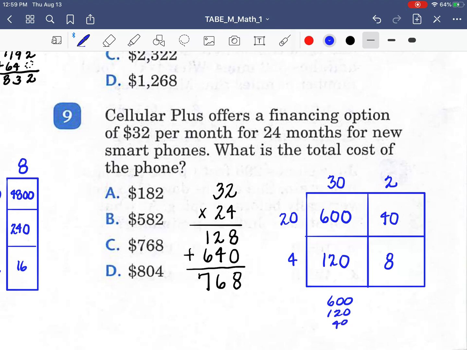I'm going to go ahead and combine the 4 and the 8 right there because I'm running out of space. 8, 6, 8, 7, sorry. Boy, I'm on a roll. My answers do match if I can just get them on the paper. So $768 for the phone.